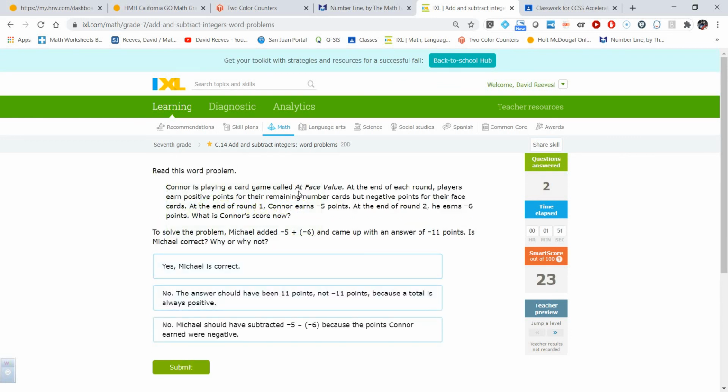Okay, Connor is playing this card game called At Face Value. At the end of each round, players earn positive points for the remaining number of cards, but negative points for their face cards. At the end of round 1, Connor earns -5 points. At the end of round 2, he earns -6 points. What is his score now? To solve the problem, Michael added -5 plus -6 and got -11. Well, that looks good to me, right? -5 plus -6. Good job, Michael.